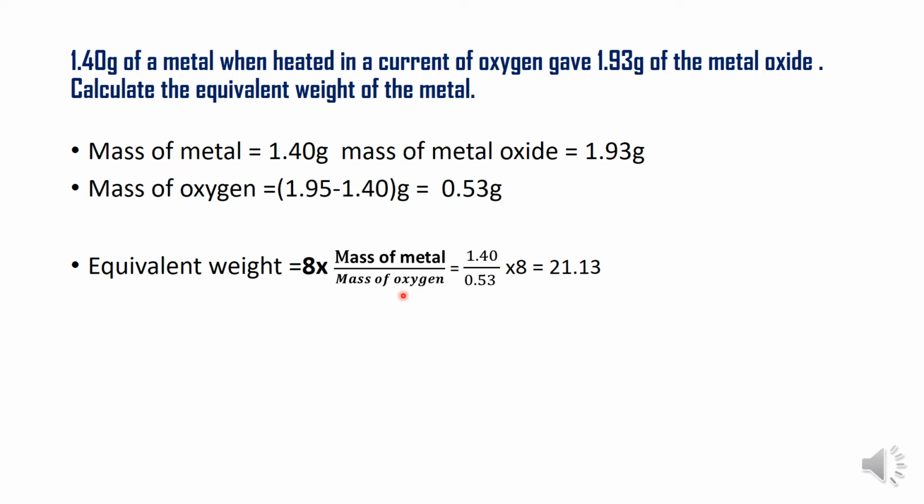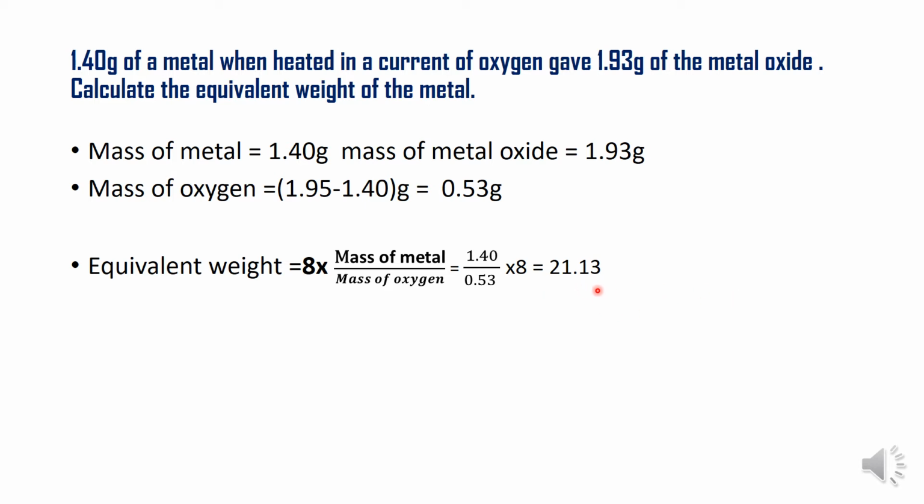Okay, simple enough. Then equivalent weight, we know one formula, 8 into mass of metal by mass of oxygen. So 8 into 1.40 by 0.53. So you get the answer as 21.13. So that means that 8 parts of oxygen combine with 21.13 parts by weight of the metal. That is why its equivalent mass is 21.13.